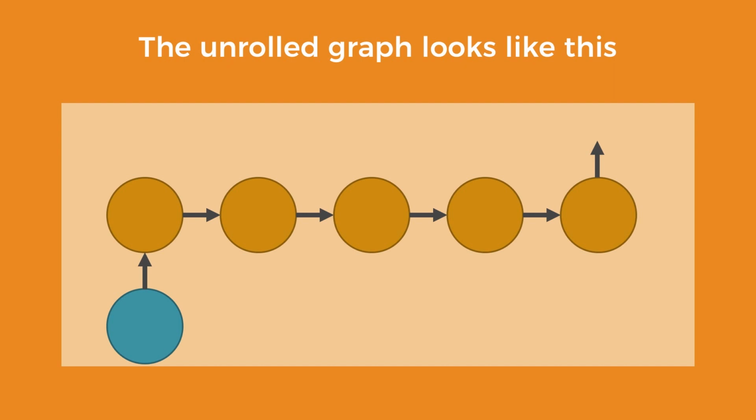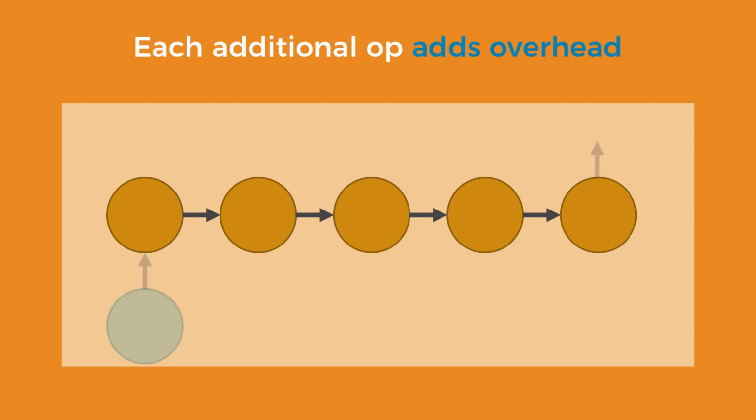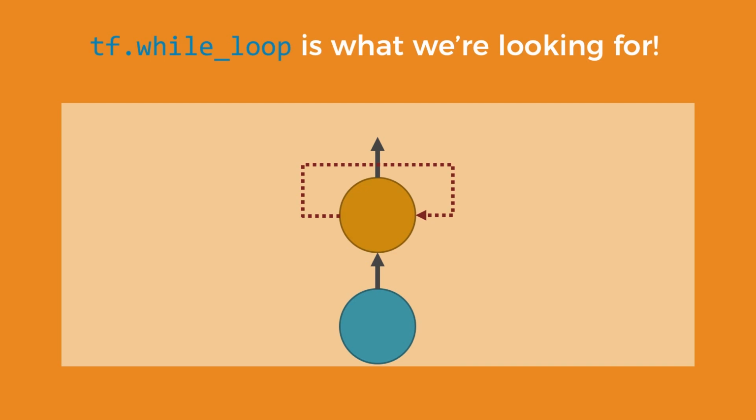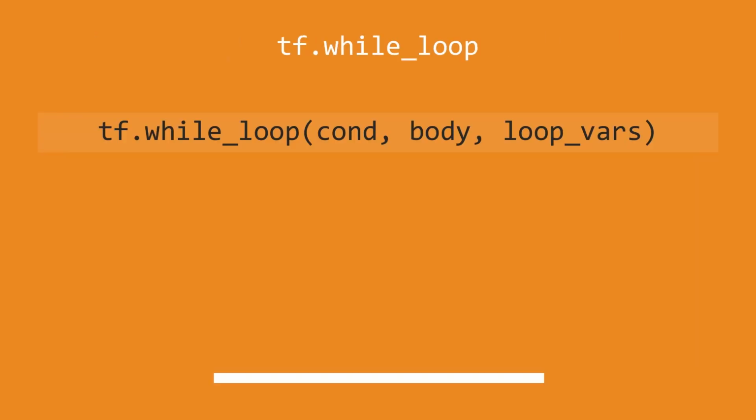A bunch of nodes going from left to right. The thing is, every op that you add adds additional overhead. Unfortunately, there is just overhead from having data transferred from node to node, even in the C++ layer, and it takes more time to actually create the graph in TensorFlow. So ideally, we have a C++ layer loop that's able to have fewer ops added to the graph. And that's exactly what tf.while_loop is for.